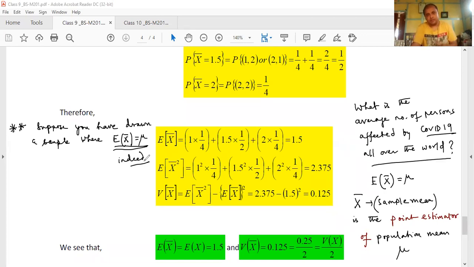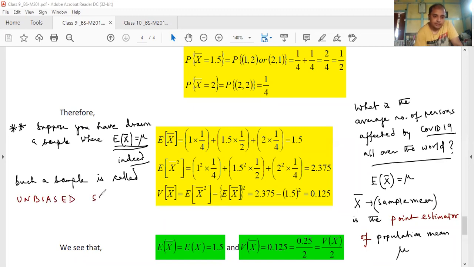We may not know this, but suppose it is indeed mu, then if it is so, such a sample that you have drawn is called an unbiased sample. Such a sample is called unbiased sample. So this is the meaning of unbiasedness.